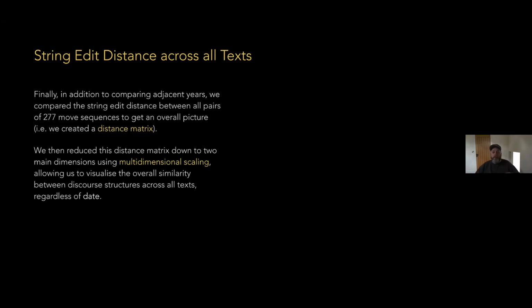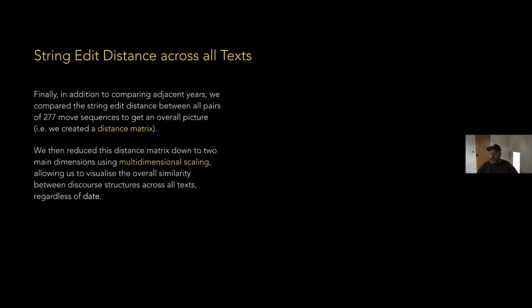This tells you the discourse distance between all of these 277 texts, and then we take that and reduce it down to a two-dimensional plot using multidimensional scaling. This isn't so different from factor analysis, which many people here are probably more familiar with, but multidimensional scaling works off a distance matrix, so that's why we use it.